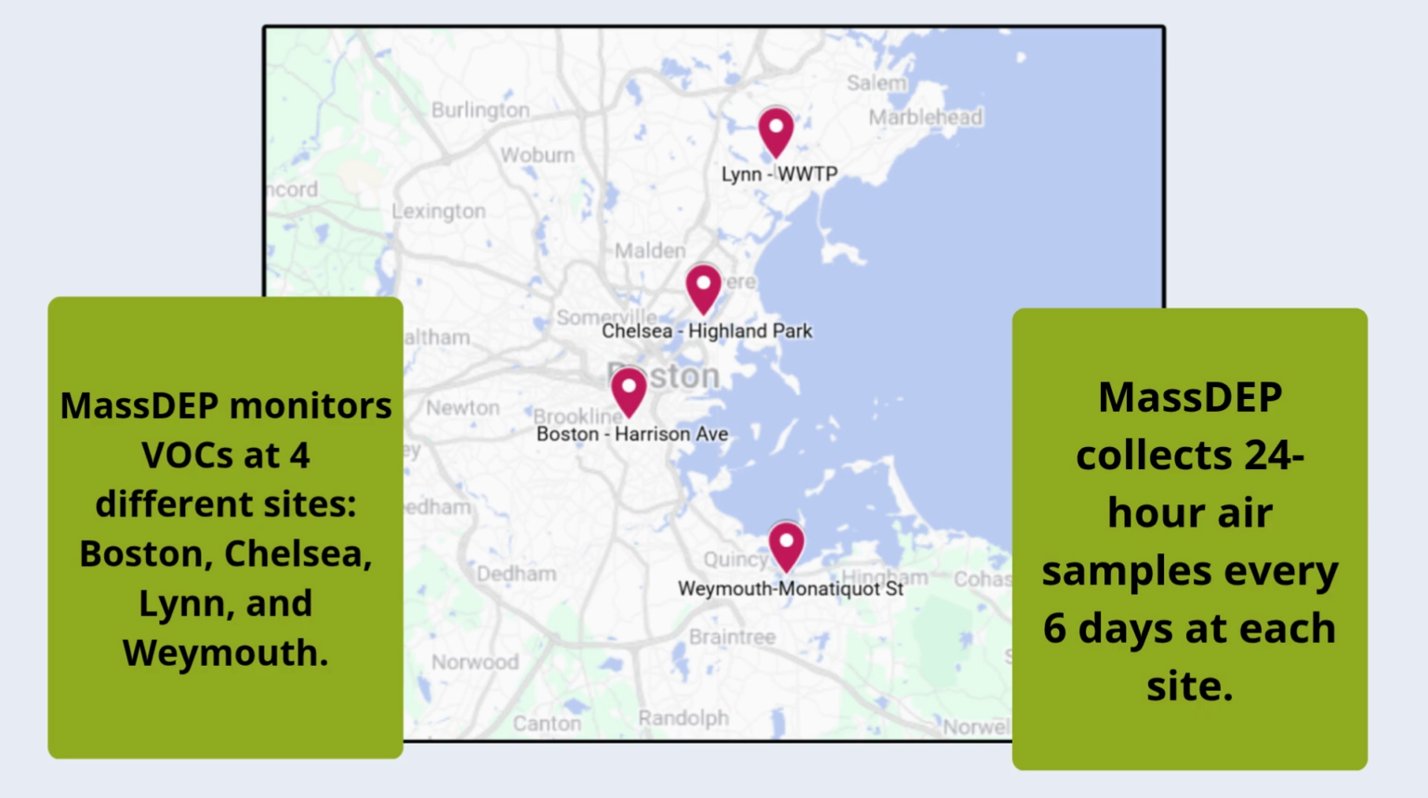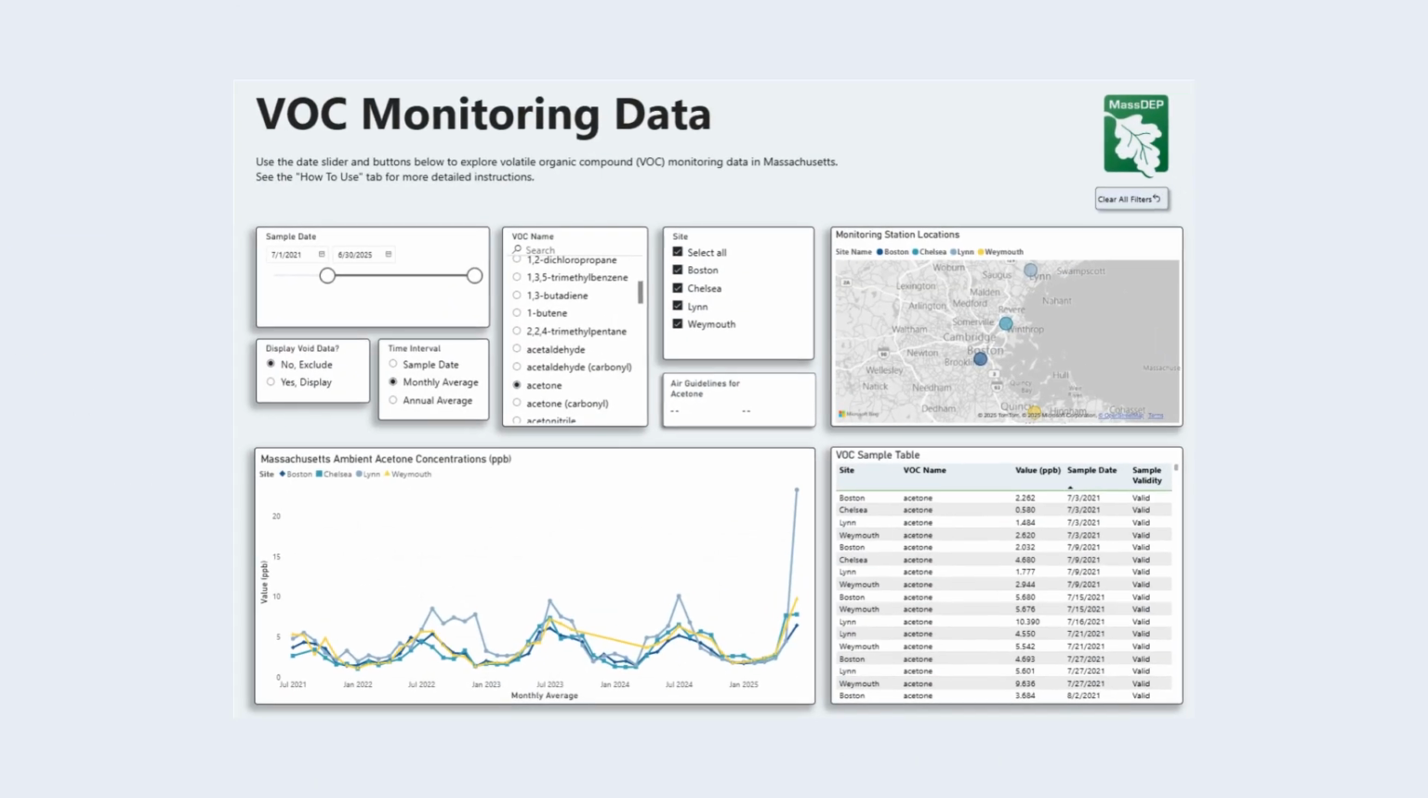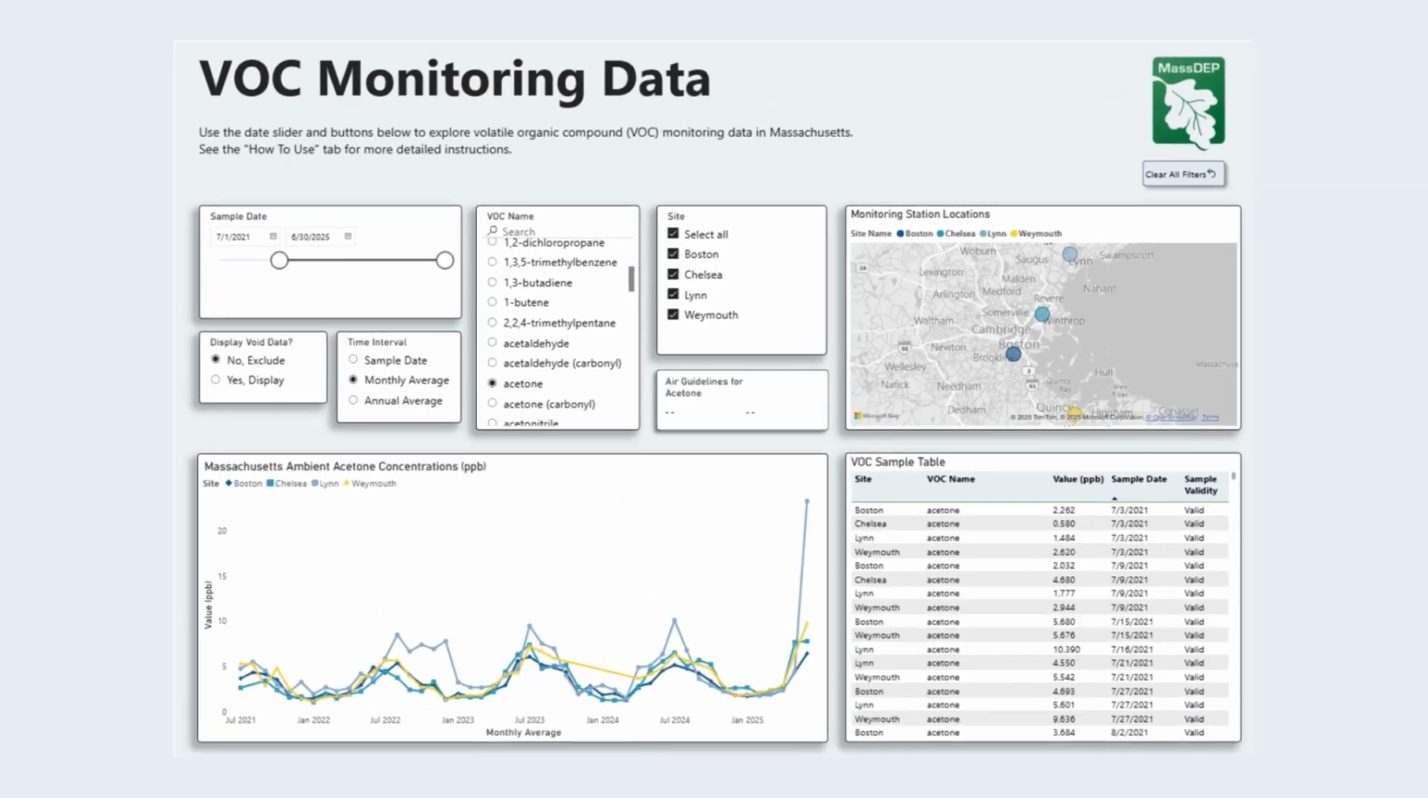MassDEP monitors VOCs at 4 different sites: Boston, Chelsea, Lynn, and Weymouth. MassDEP collects 24-hour air samples every 6 days at each site. MassDEP has a public dashboard to view VOC data. This video demonstrates how to use the VOC dashboard.